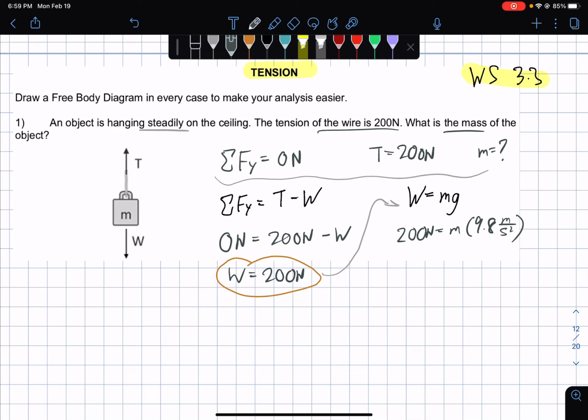What is the answer? So 200 divided by 9.8 is equal to 20.40816 kilograms. I do hope you have your calculator with you. It's going to be important.